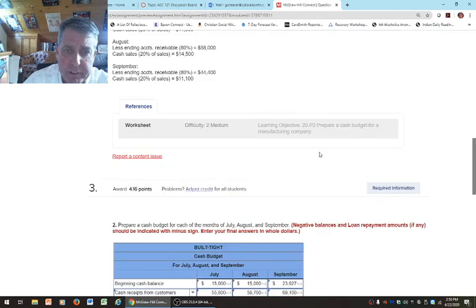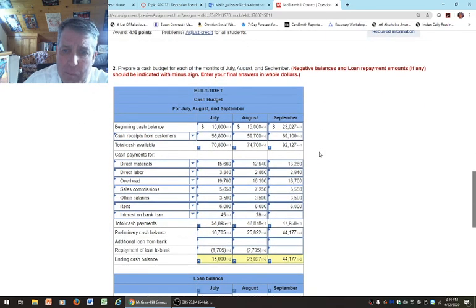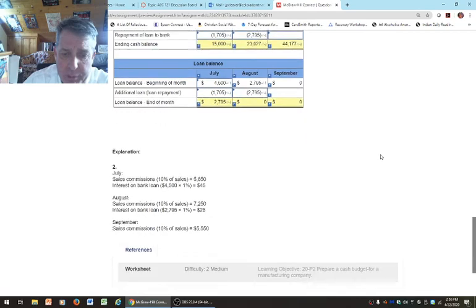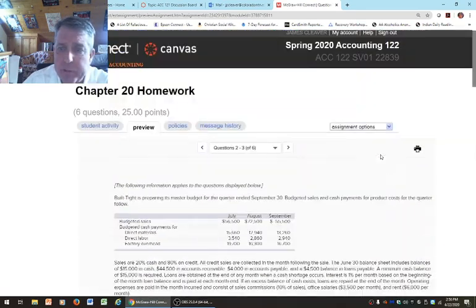July. Here's number 3. Built tight. Here's our cash budget. So simple that do these. It's a little bit of busy work putting it together, but grade school prepared you for that.